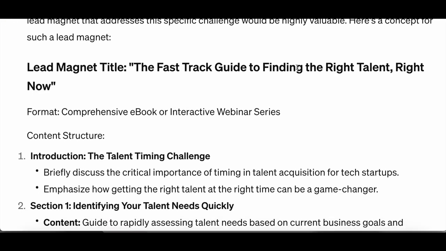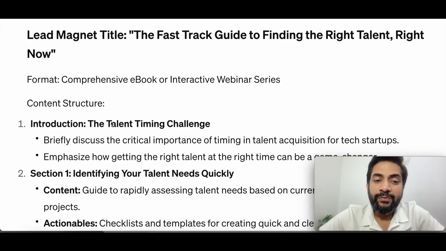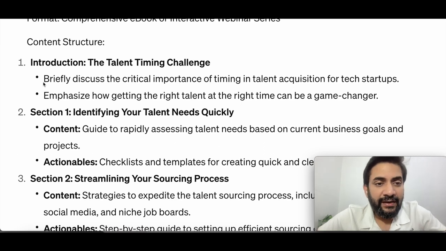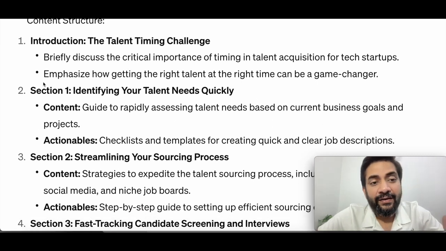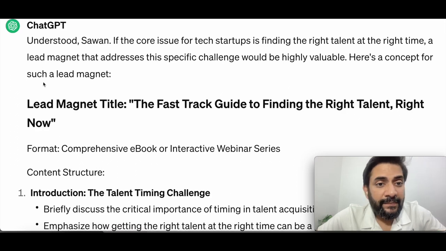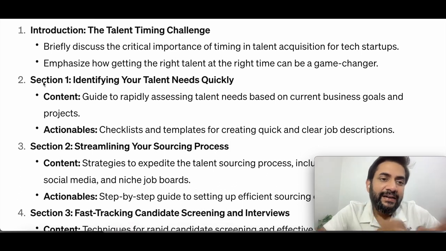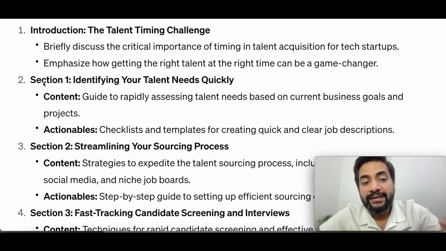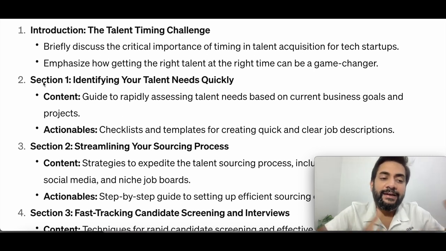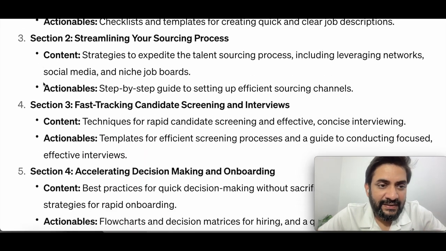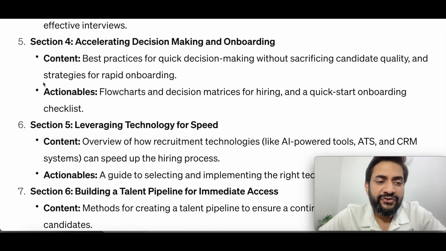Next was the content structure that we got. The format was a comprehensive ebook or interactive webinar series, with the structure: the introduction, section 1. I also asked for actionables. That is very important. My prompts always added that there should be content and then there should be an actionable thing, like the checklists and the templates for easy implementation of whatever I am training. So that was how ChatGPT suggested, with different sections and the contents and the actionables.